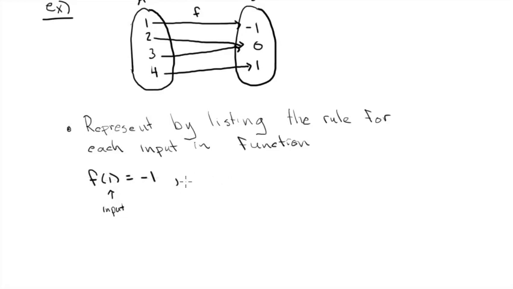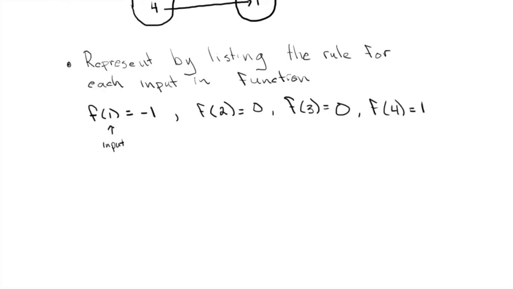And then I would just list all the other values. So f at 2, what did 2 go to? Well, from my arrows up here, my mapping diagram, I know it goes to 0. F at 3, from my arrows up here, I know that also went to 0. And f at 4 went to 1. Okay, so I've represented the function another way, just by listing the rule for each input using what we call function notation.